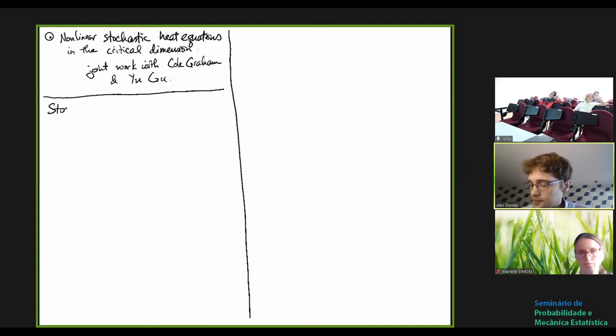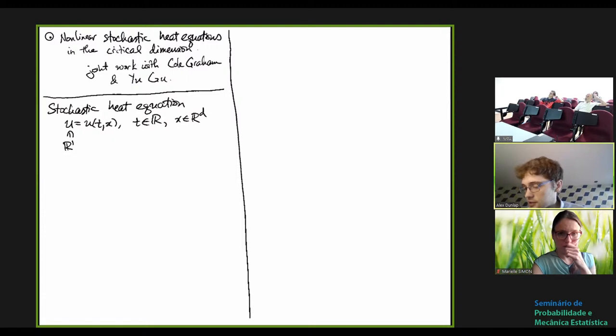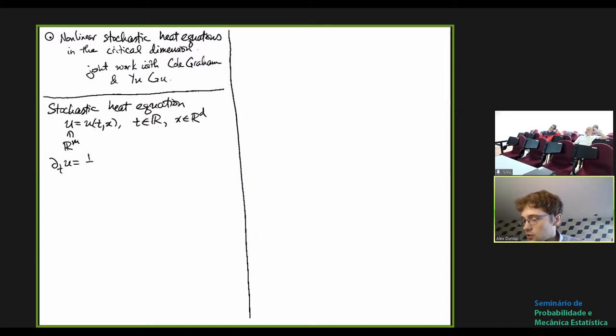So what is the stochastic heat equation? The stochastic heat equation is a nonlinear parabolic partial differential equation, and it is solved by some u, which is a function of time and space. So time will live in R and x will live in R^d. In general, the solution u could live in some R^m, so it could be a vector valued solution here. And the equation it solves is given by ∂_t u is equal to 1/2 times the Laplacian of u plus sigma of u times xi.